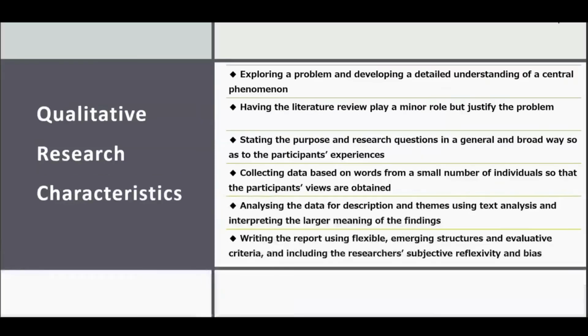There are certain characteristics of qualitative research that are also summarized over here, and I would like to ask you later on to probably consult with them. I'm not saying that the literature review has no role. It's a minor role in the qualitative to justify, but you need to justify the problem with the literature. You need to have a proper literature review when you're doing the qualitative research as well.